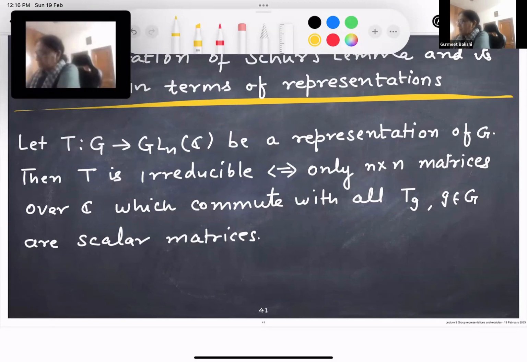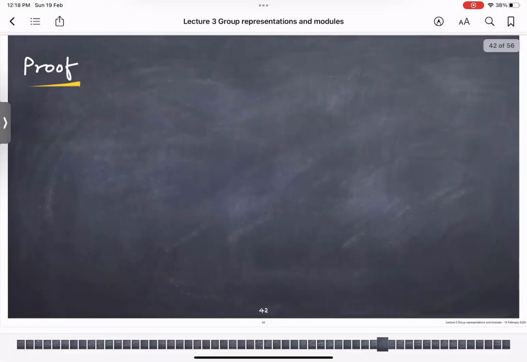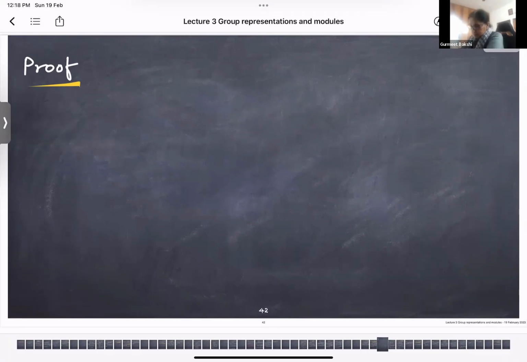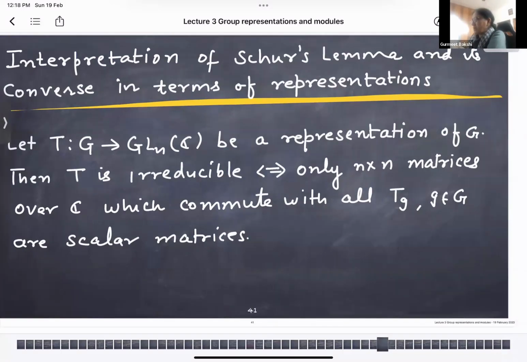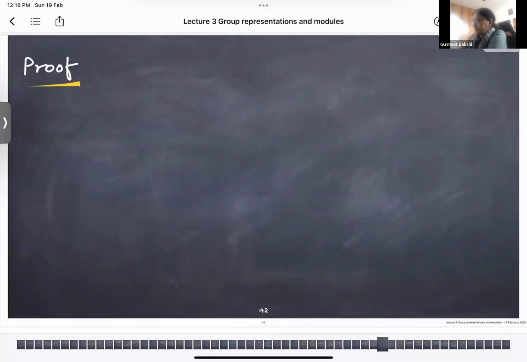And how do you prove that? How does it follow from that? All right. So let's try to prove this result, that your representation is irreducible if and only if the only matrices which commute with all Tg are scalar matrices. How do you prove that?